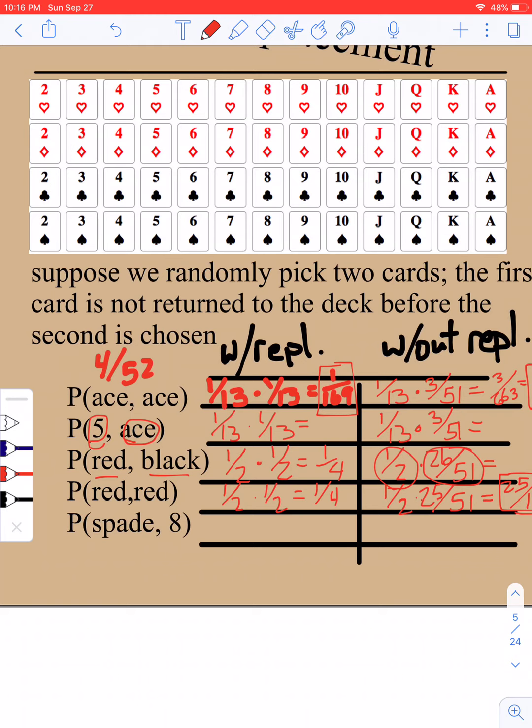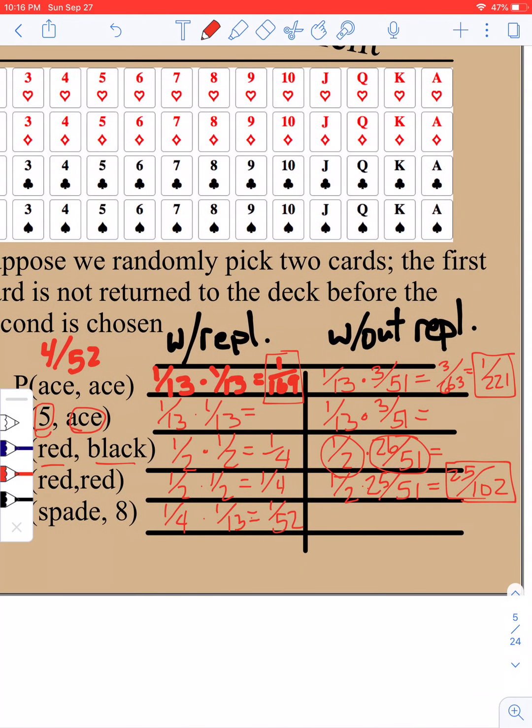Spade, that would be 1 out of 4. An 8, now be careful, oh, that again, with replacement, we can just ignore that. It's going to be 1 out of 13. So that would be 1 out of 52.